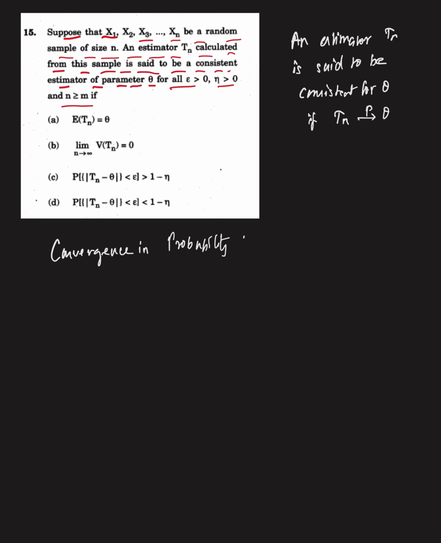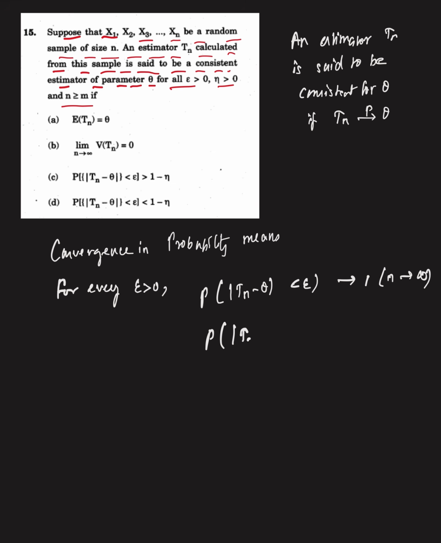Tn is said to be consistent for theta if Tn tends to theta in probability. So, convergence in probability. Convergence in probability means for every epsilon greater than 0, the probability of mod Tn minus theta less than epsilon tends to 1 as n tends to infinity. Or, we can say the probability of mod Tn minus theta greater than epsilon tends to 0 as n tends to infinity.